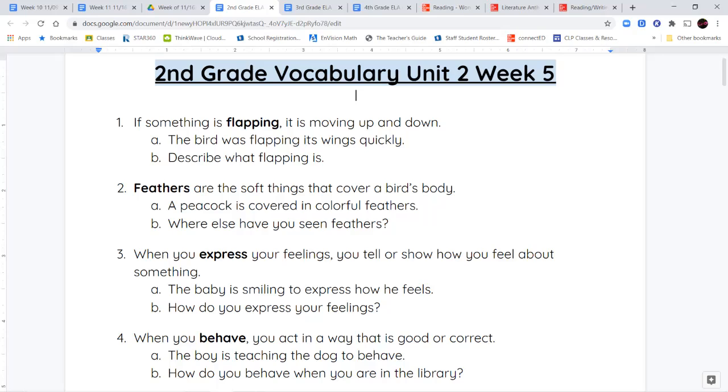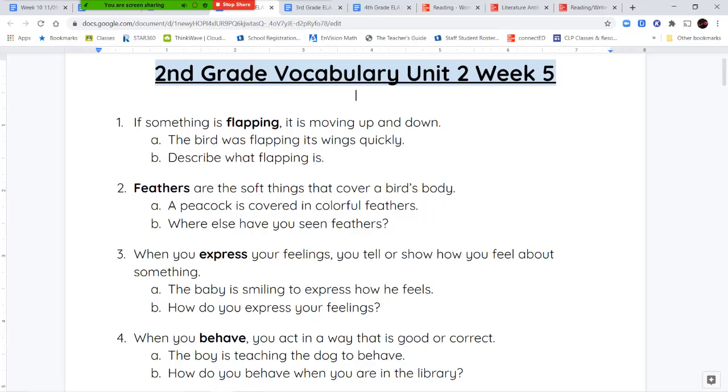Your next word is the word feathers. So feathers are the soft parts that cover a bird's body. So last week we had the word fur to talk about mammals. This week we're talking about feathers. So feathers cover a bird's body. If you've ever seen a bird up close, a lot of times you'll see that some of their feathers can come off. You might find some feathers on the floor. So they're the soft parts that are covering a bird's body.